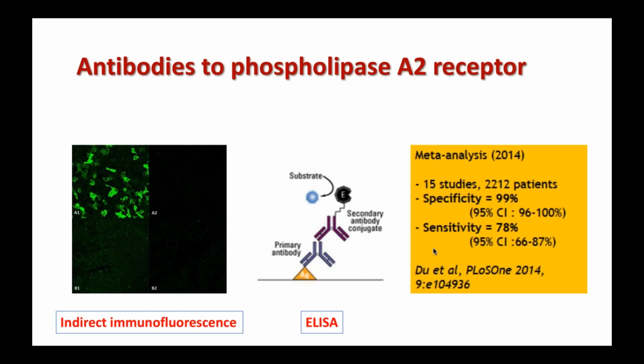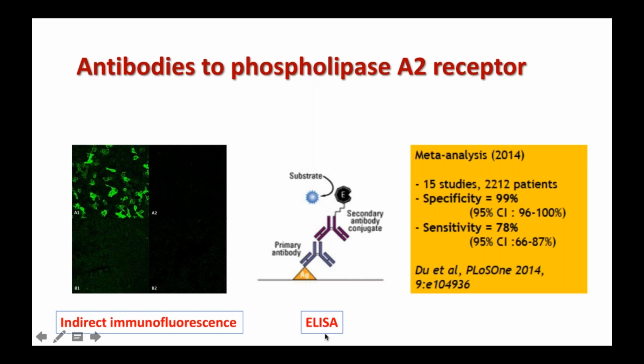So you can use two techniques to identify these antibodies in circulation. The more sensitive technique is indirect immunofluorescence, in which you have 293 T cells which express the phospholipase A2 receptor, and when you put the patient serum which has this antibody, then the antibody will bind to this antigen, and you can come in with a secondary antibody which is conjugated with a molecule which emits fluorescence, and you can detect it.